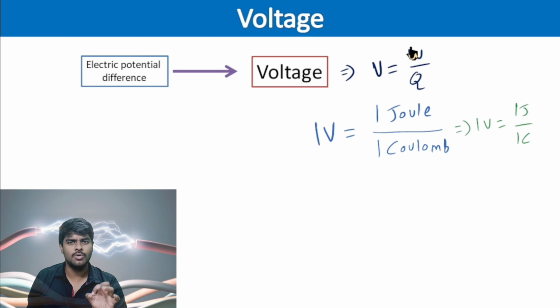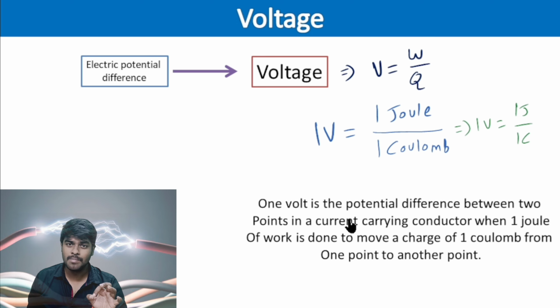Here W means work done, and the unit of W is joule. And what is the unit of Q? It is coulomb. So what is the meaning of 1 volt? 1 volt is the potential difference between 2 points in a current carrying conductor when 1 joule of work is done to move a charge of 1 coulomb from one point to another point. So 1 volt means 1 joule by 1 coulomb.